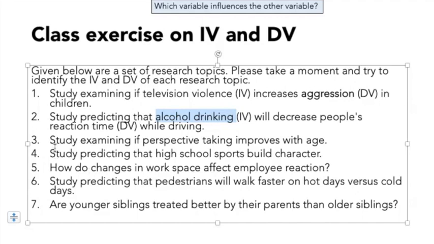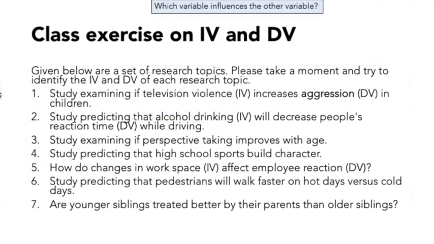So here I have given a few more examples as well. Let's take another one here. How do changes in workspace affect employee reaction? So changes in workspace, that's the independent variable. Employee reaction, that is the dependent variable. Now, whenever you think of a study, you need to have a few variables, and there always needs to be an independent variable and a dependent variable.